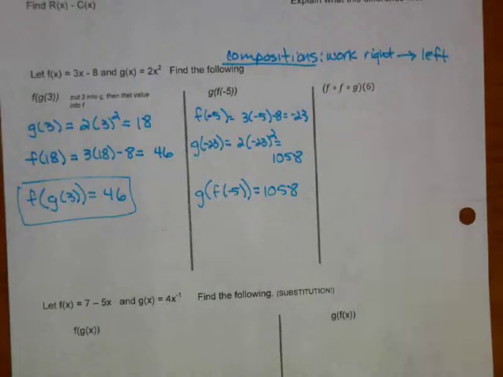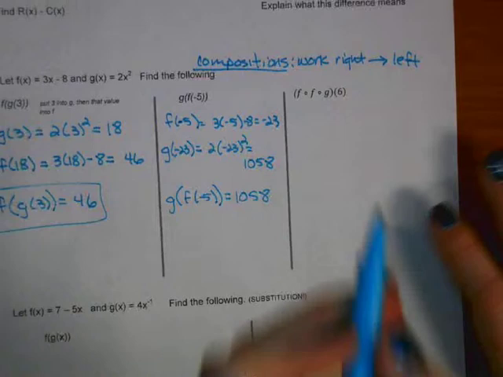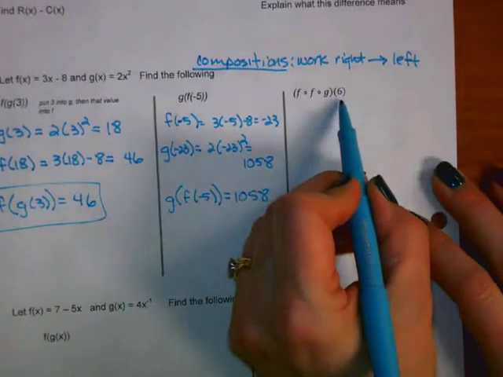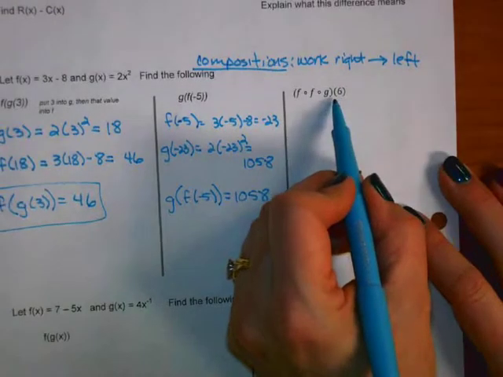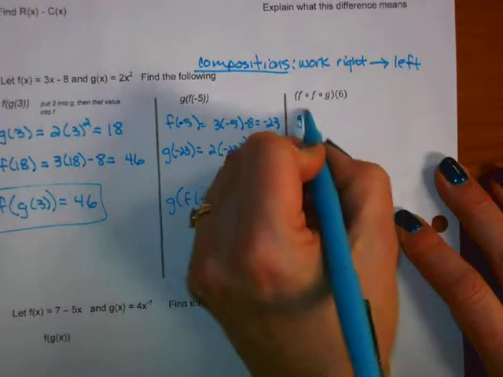Okay, let's look at this last one. F of G of 6. So you have to do 3 things. So first thing we have to do is plug what into what? 6 into G. 6 into G first. So let's just do that.